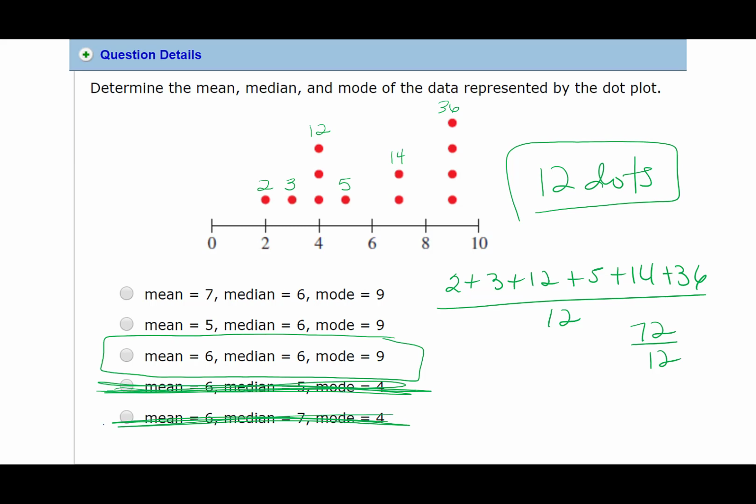The median is the middle value once the numbers are in numerical order, which because they're plotted on this number line, they are in numerical order. There's a total of 12 dots, so the median would be right after the 6th dot. And so we could add 5 plus 7 together and then divide by 2, which is 6. And so this third answer choice is correct.